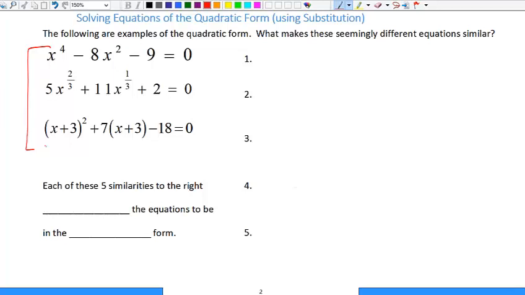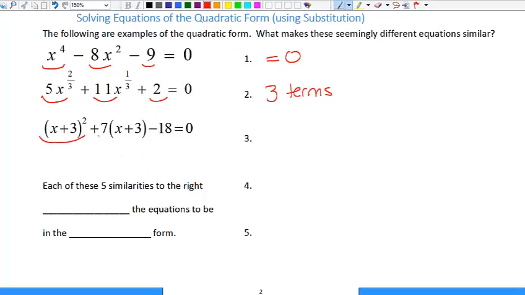Okay, hopefully you found that each one of these equations is already equal to 0. So that's the first similarity. The next similarity that I want to talk about is that they each have three terms. So the first one has 1, 2, 3 terms. The second one has 1, 2, 3 terms. The third one has 1. This is all one term, separated by a plus. 2, that's one term, and that's 3. So each of them has 3 terms.